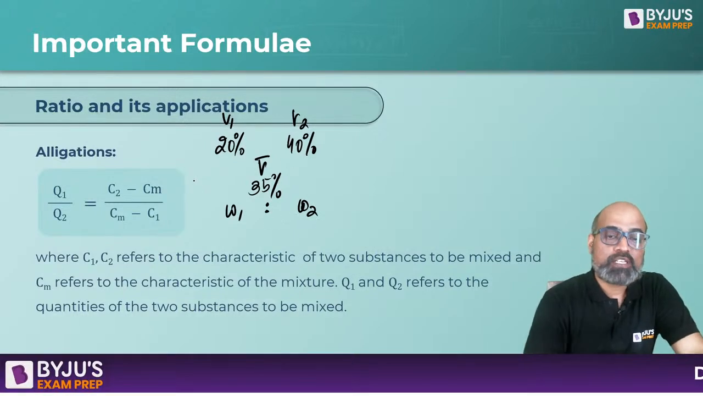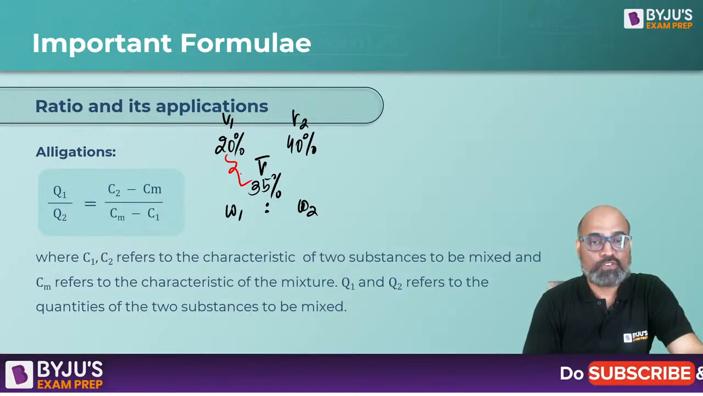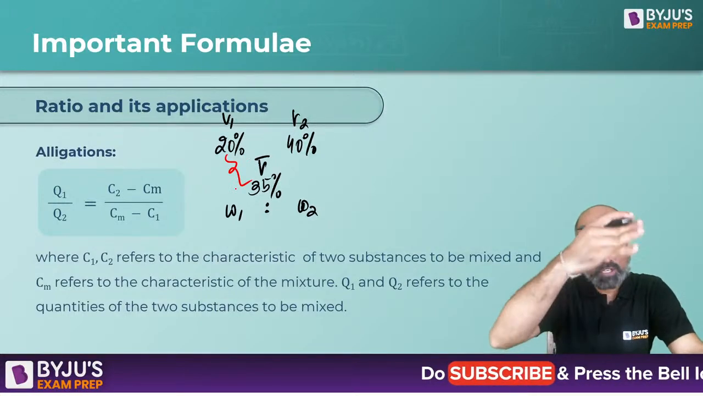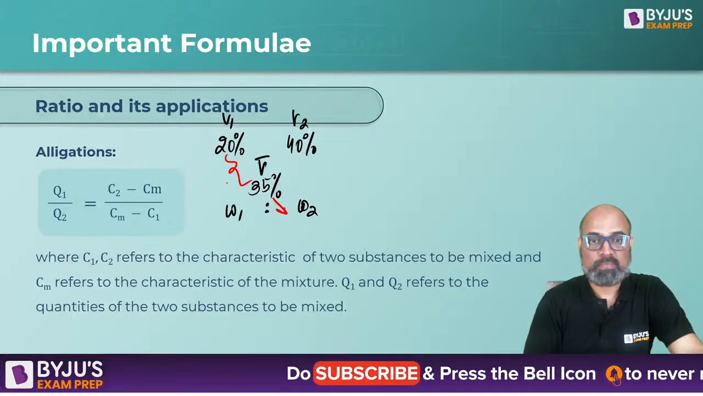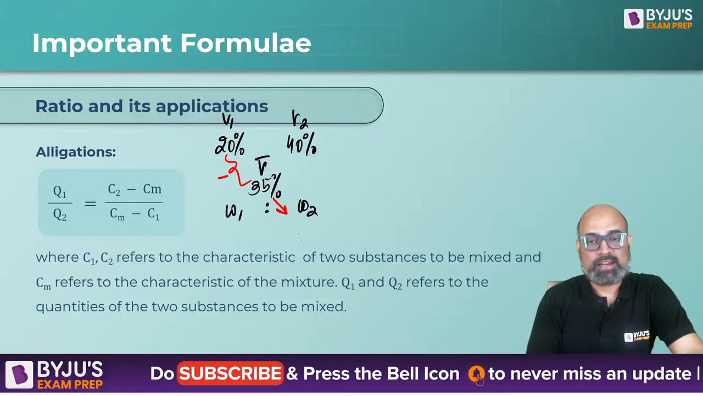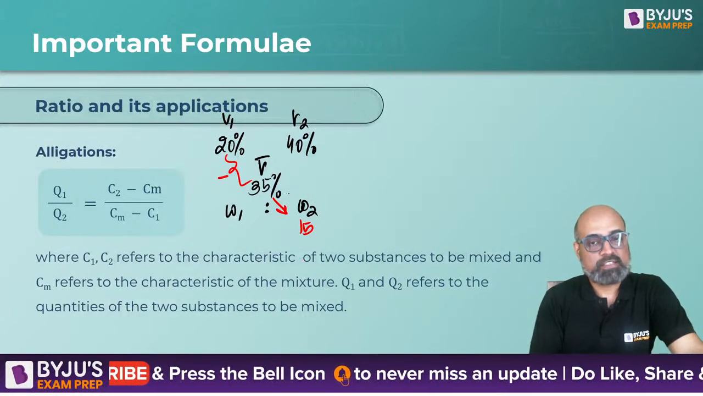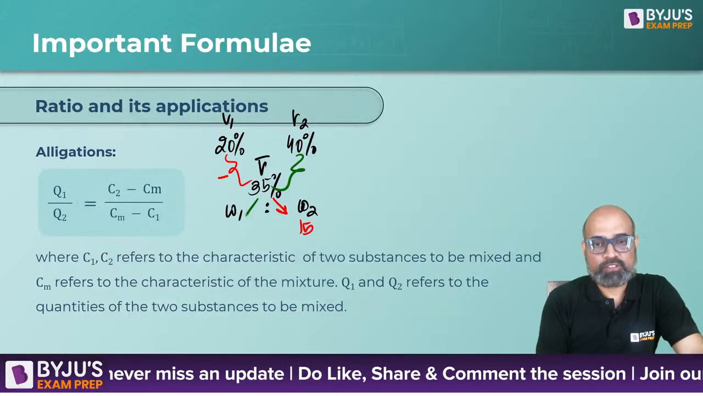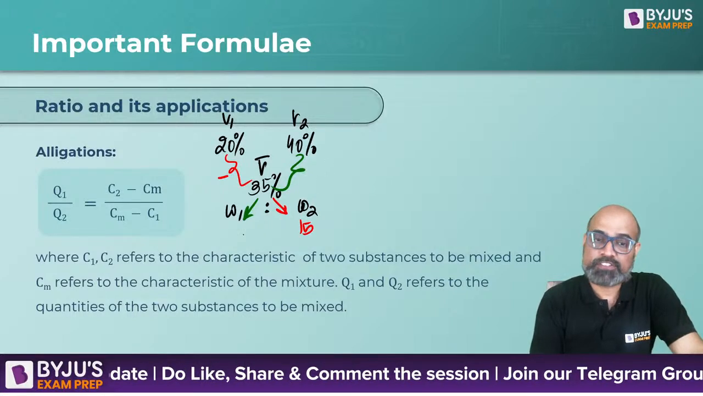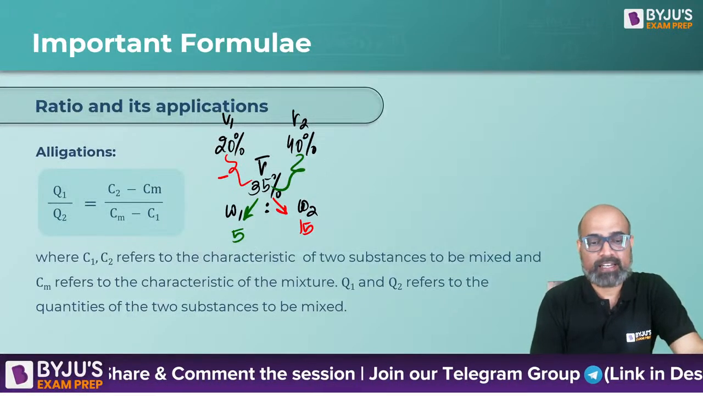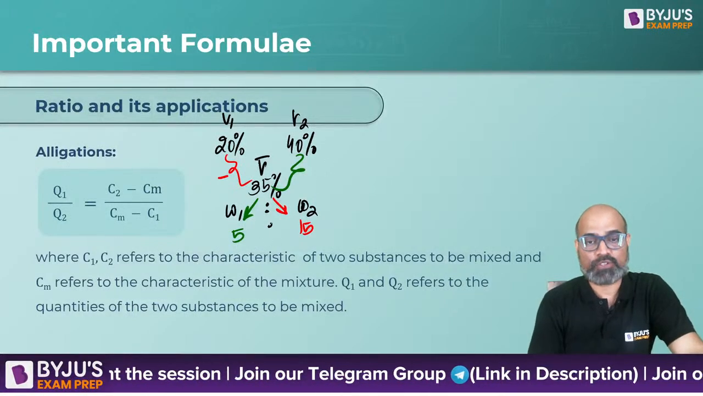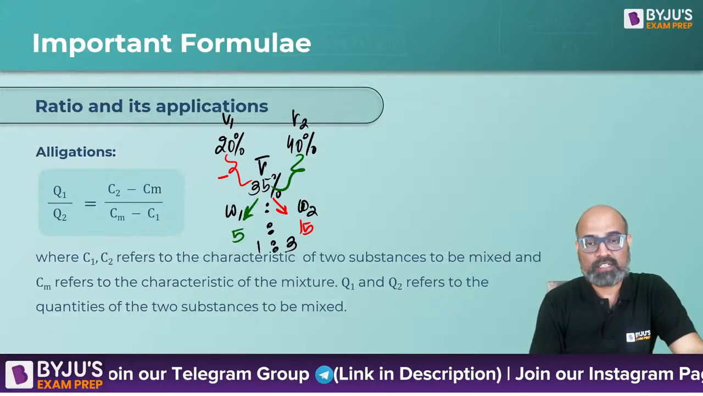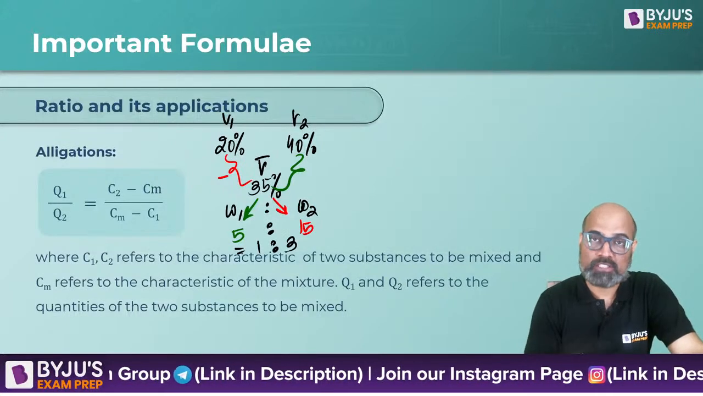So what you do is you take the difference of V1 and V bar, you crisscross it, difference minus karoge. Write down that number on one side. Then you're going to take the difference of the other set of values, 40 and 35's difference, you will write it on the other side, and then you will go ahead and take the ratio. That will give you the answer as to in what ratio they should be mixed.